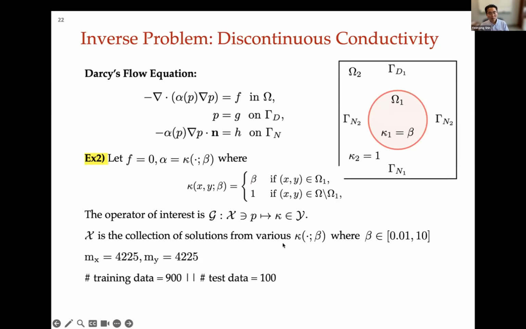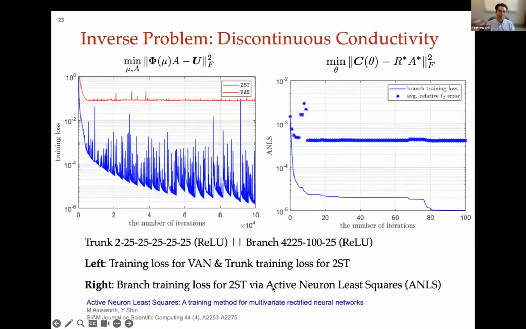We generate the data by solving with the finite element method, and this is the resolution of the data. We generate 1,000 samples, 900 for training and 100 for testing, and this is the result. Here is again the loss figure that I showed you earlier, and this is the branch network training.